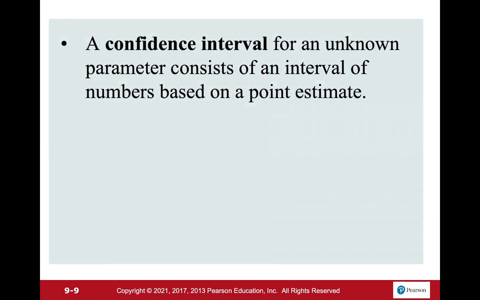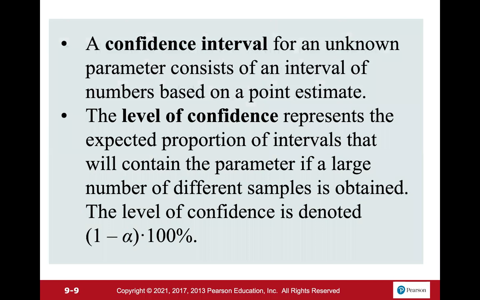A confidence interval for an unknown parameter consists of an interval of numbers based on a point estimate. So the level of confidence represents the expected proportion of the intervals that will contain the parameter if a large number of different samples is obtained. The level of confidence is denoted as (1 minus alpha) times 100%.